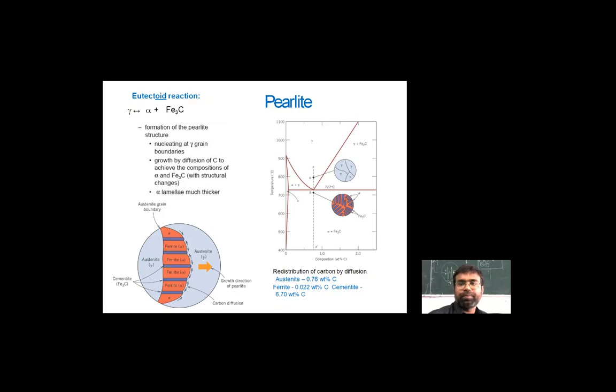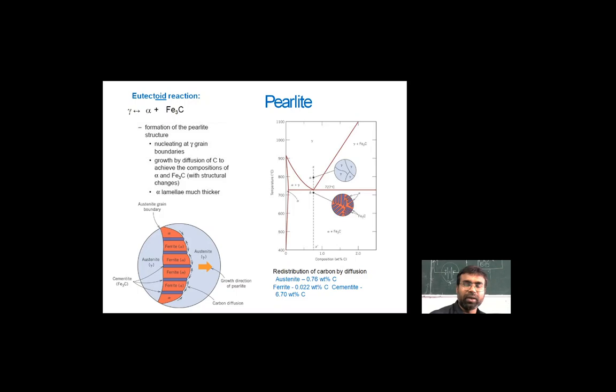Good afternoon. Today we are going to discuss the topic which we left in the last lecture, that is the hypereutectoid. And before that, we will take a brief recap of the last lecture, in which we discussed the eutectoid reaction taking place inside the iron carbon system. This iron carbon system basically has three types of reactions.